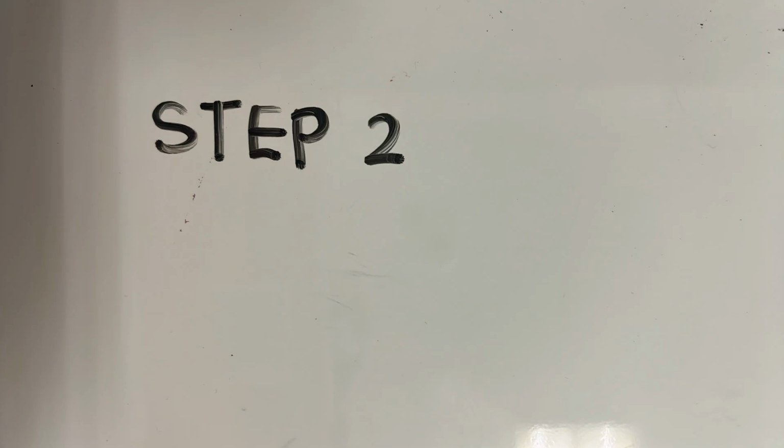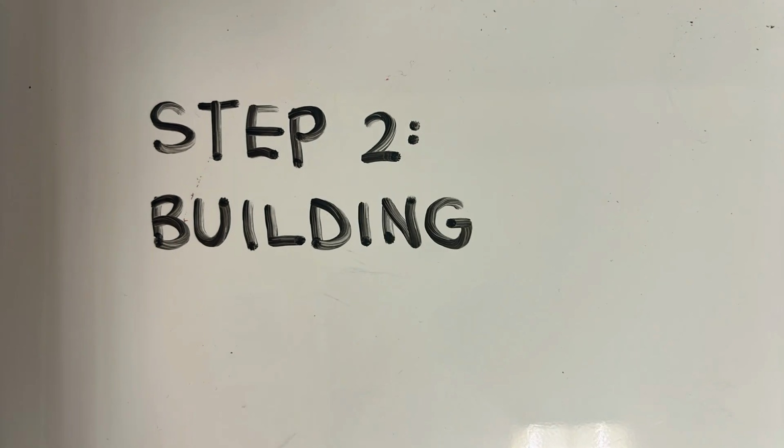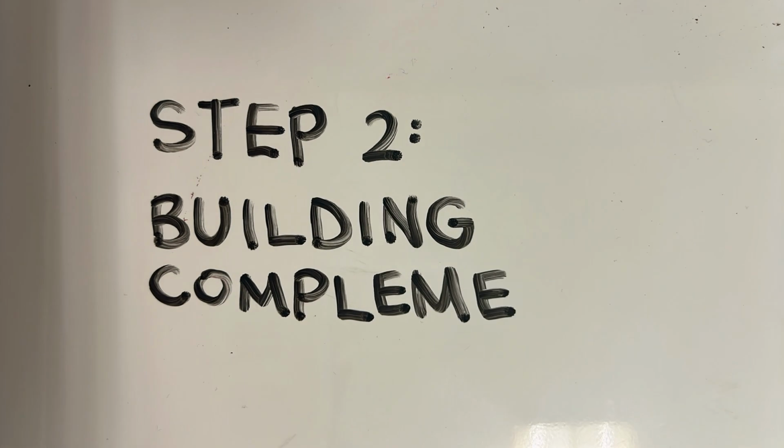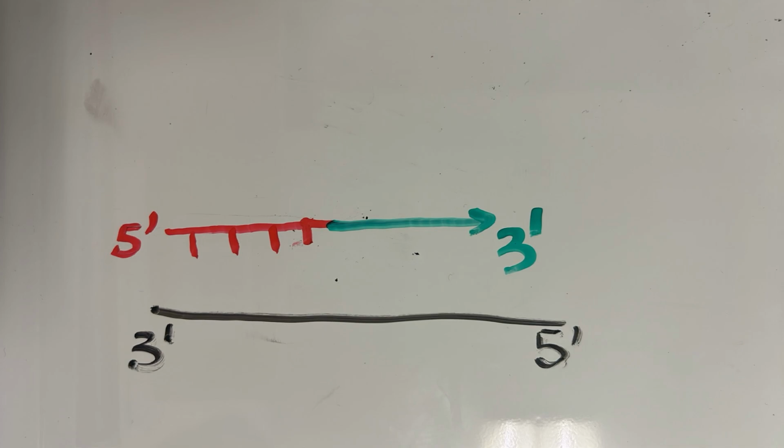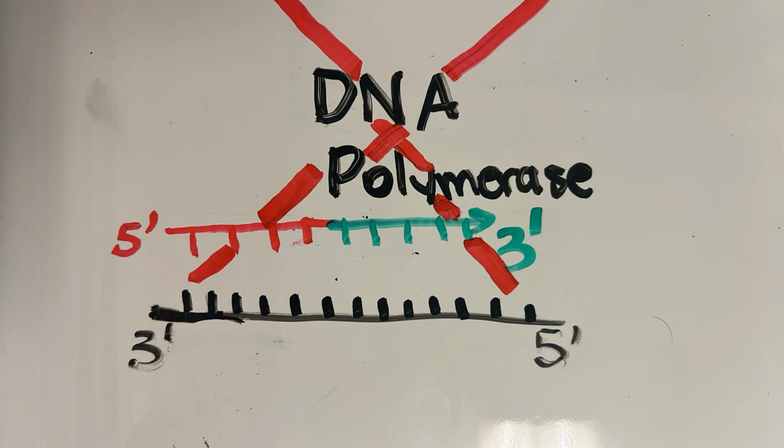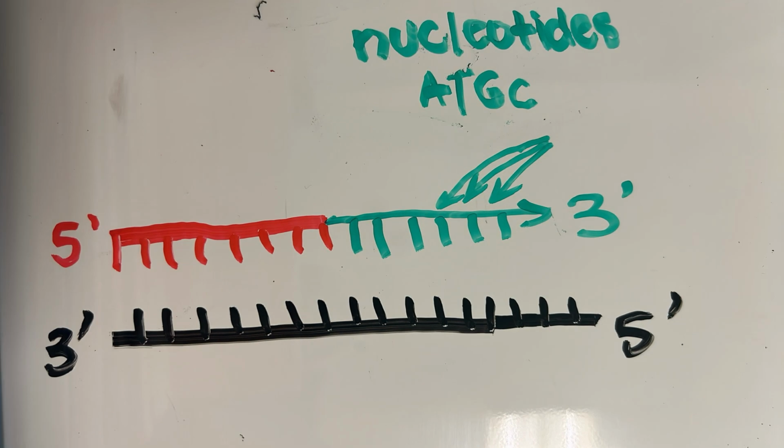The second step of DNA replication is known as building complementary strands. Think of it as if you were building a building that looked like another building. Building complementary strands starts with the replication fork. The replication fork opens, but the DNA polymerase is unable to bind to anything on the DNA strand. At this point, nucleotides are added to the strand.